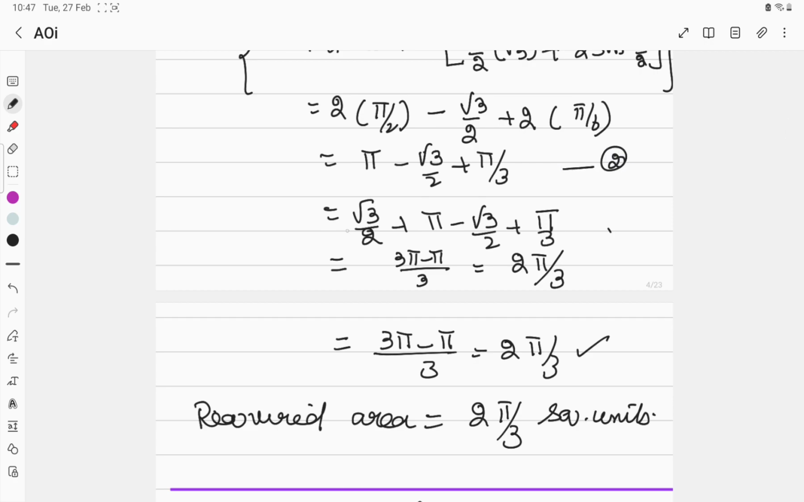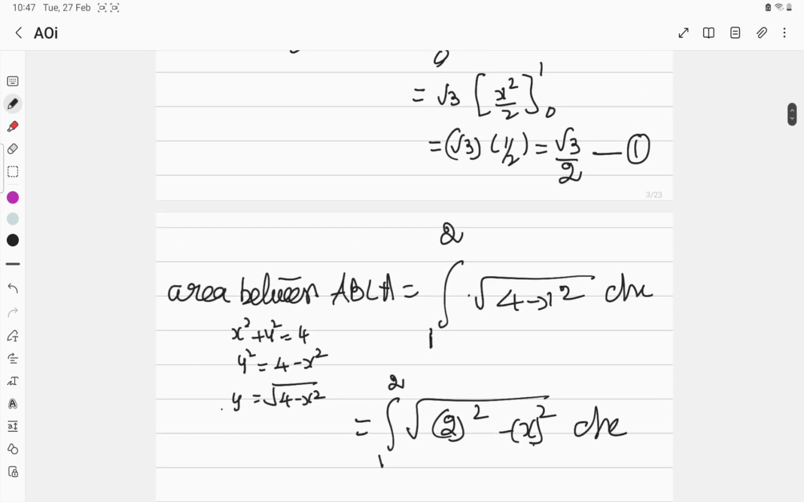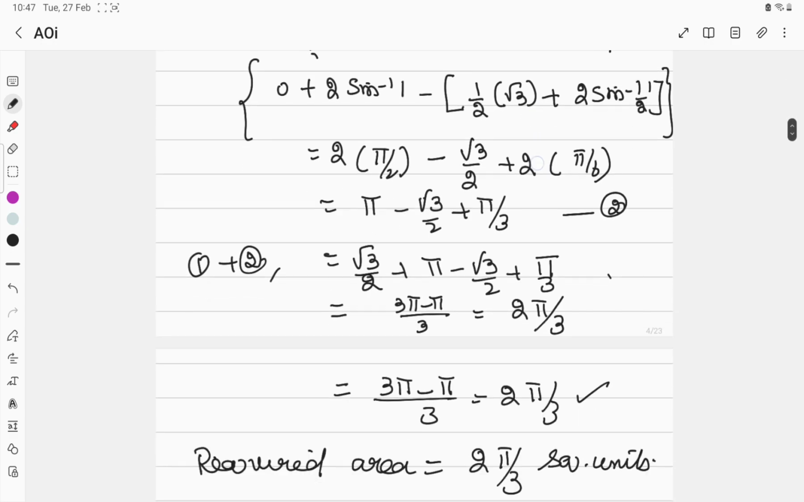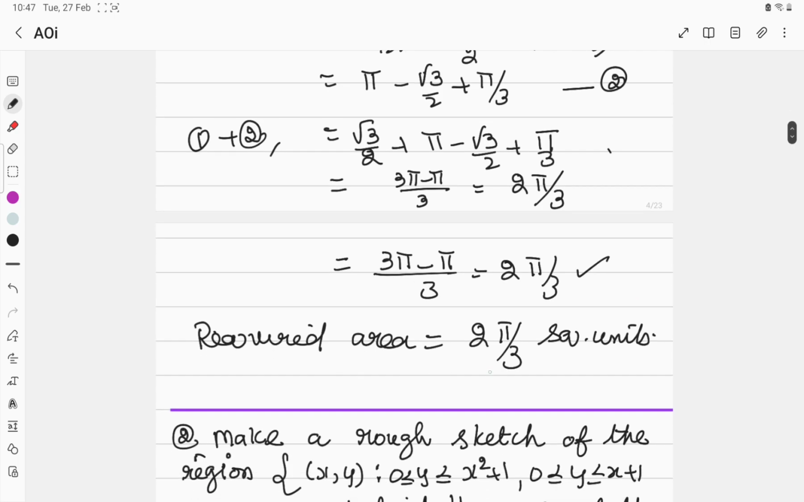Here we have to add 1 plus 2. The first area, root 3 by 2, we have to find out here. The second one is pi minus root 3 by 2, pi by 3. Adding 1 and 2, we get the answer. Required area is equal to 2 by 2 pi by 3 square units.